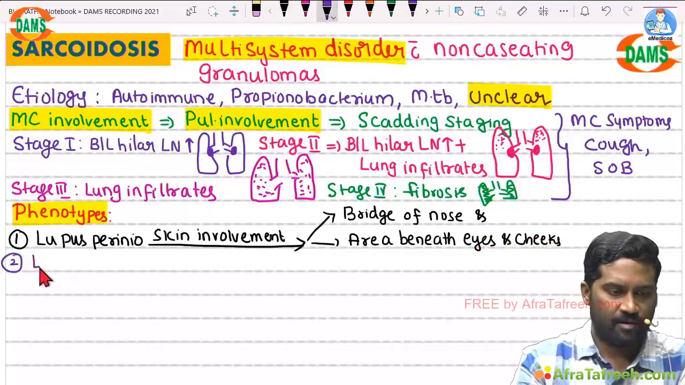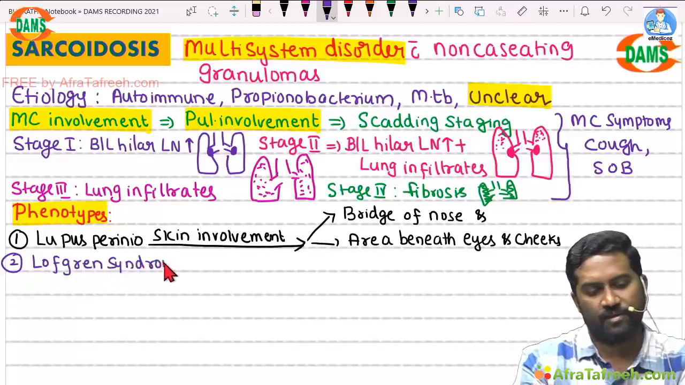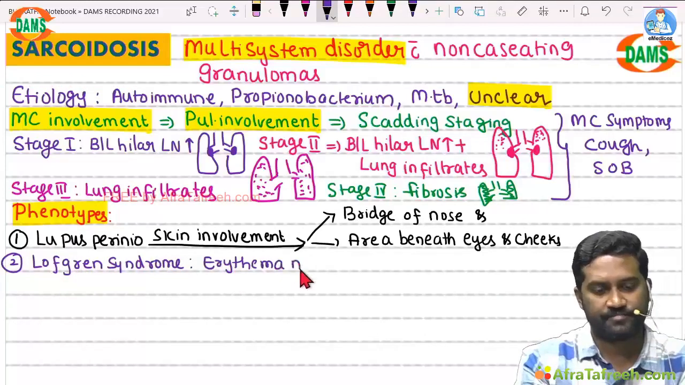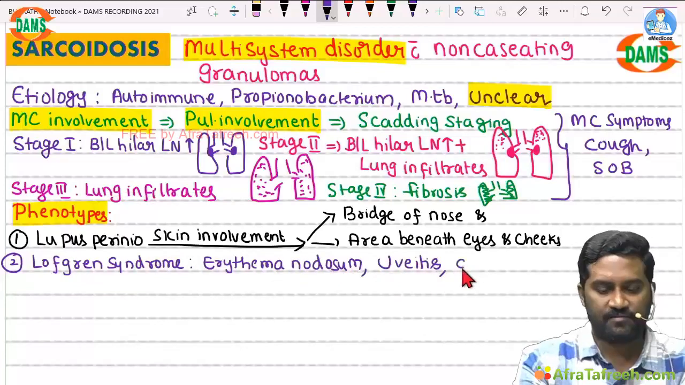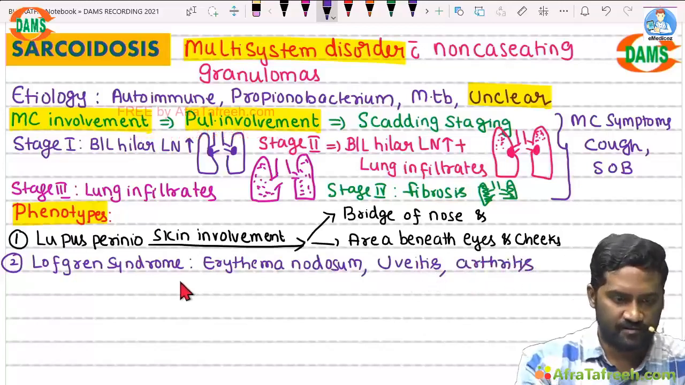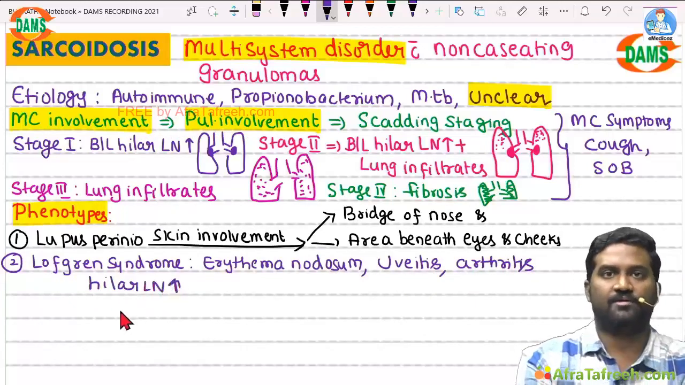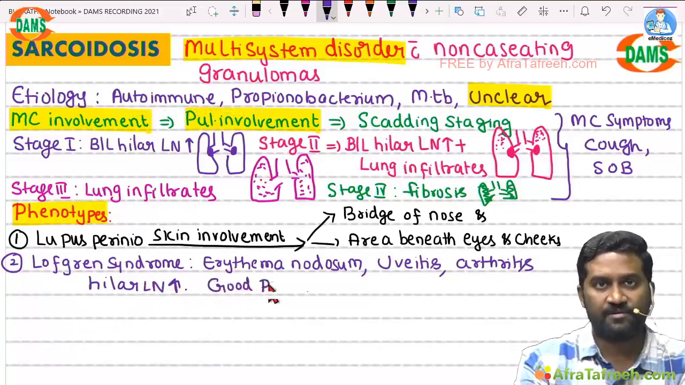Then we have Löfgren syndrome. This patient can have erythema nodosum, uveitis, arthritis, and hilar lymph node enlargement. These are the important components. Even though it is a multi-system involvement, these patients generally will have good prognosis.